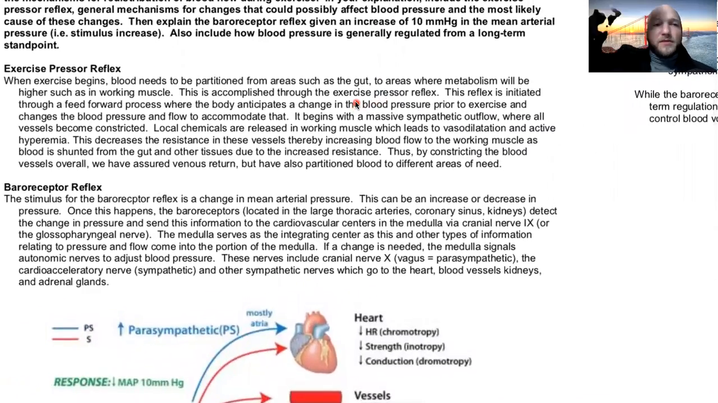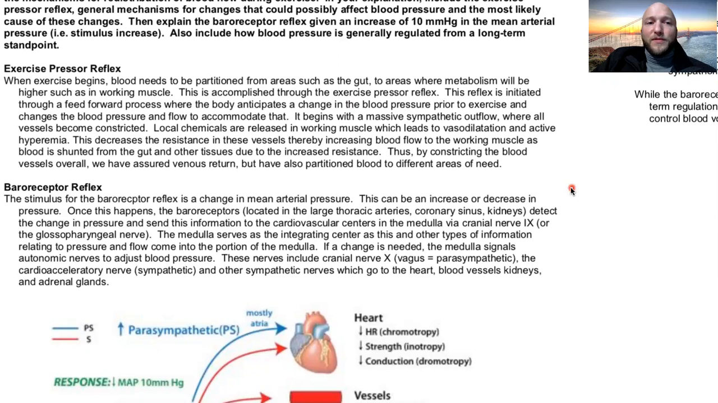All right, so let's start with the exercise pressor reflex. When exercise begins, blood needs to be partitioned from areas such as the gut to areas where metabolism will be higher, such as the working muscle. If you're doing bicep curls, you need more blood going to your biceps. This is accomplished through the exercise pressor reflex. This reflex is initiated through a feed-forward process. What's a feed-forward process?